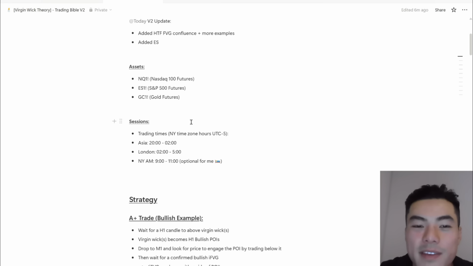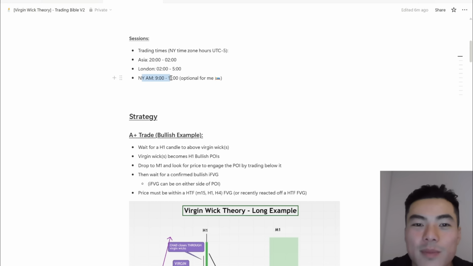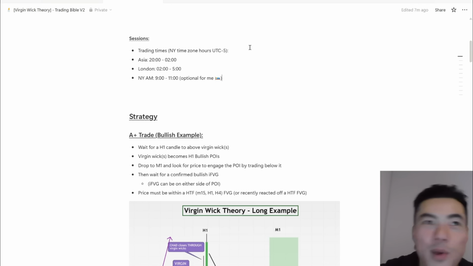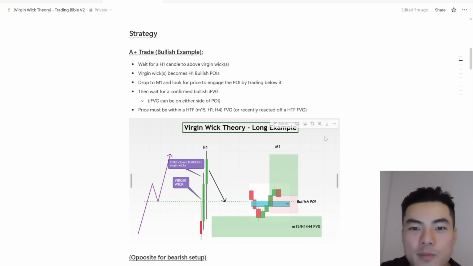But yeah, so these are the assets. These are the session times. New York AM is optional for me. I've noticed I've missed some trades, but for me, it's bedtime. So if I'm up, I'll take it, but most likely I might skip it unless it's super early at 9 a.m. Yeah, just an overview of the strategy.